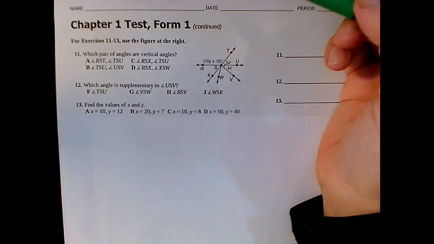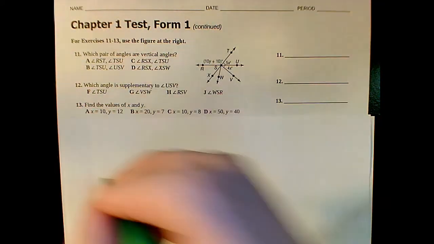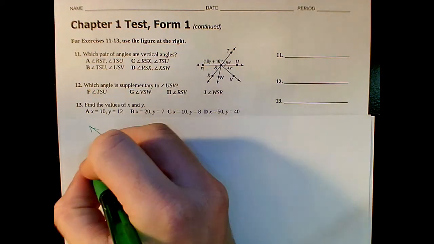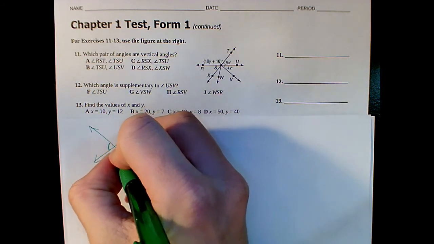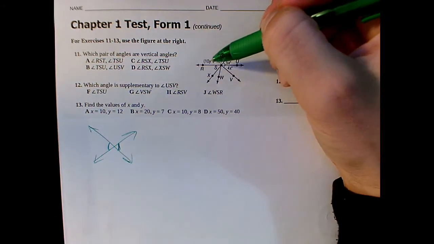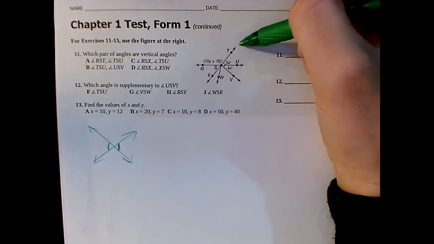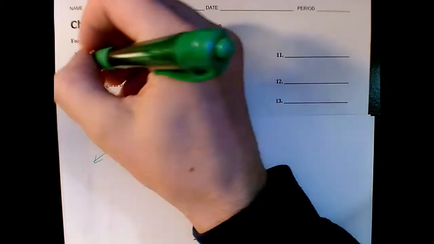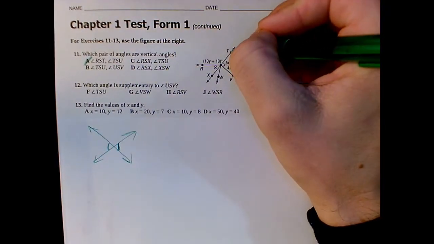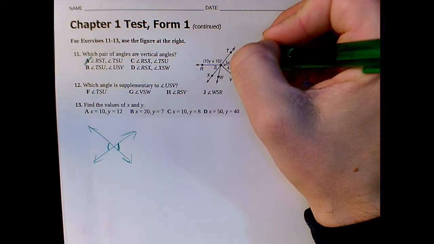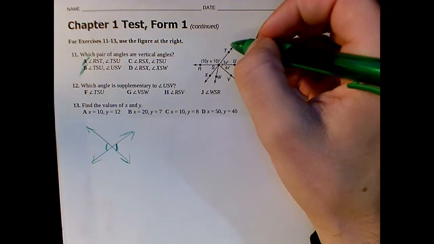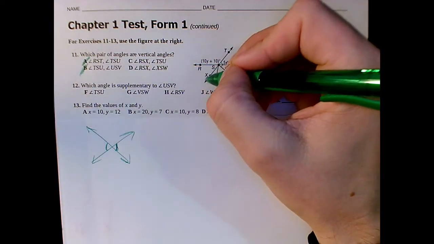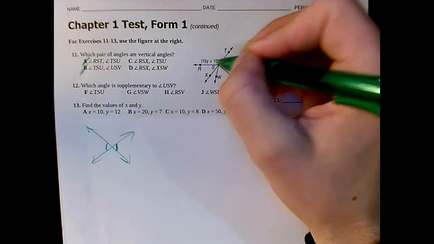Which pair of angles are vertical angles? Vertical angles are angles that are literally across from each other. So if I were to draw two intersecting lines, this angle and that angle are vertical angles. So RST is vertical to TSU? Nope, they're adjacent. They're next to each other. TSU is vertical to USV? Nope, they're adjacent also. RSX is vertical to TSU. Yup.